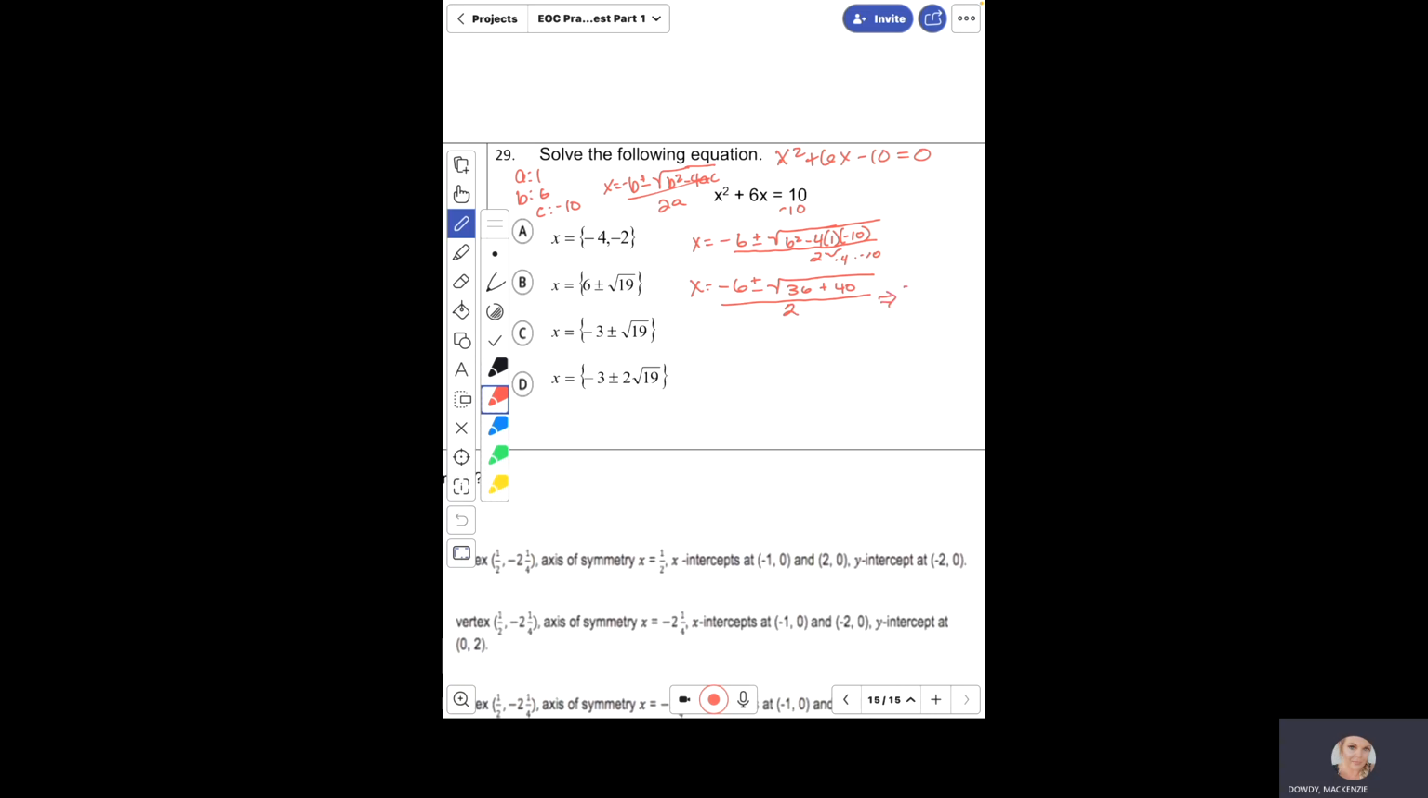Simplify it some more, you get negative 6 plus or minus the square root of 76 over 2. Now that negative 6 can be divided by 2. So far we have negative 6 divided by 2 is negative 3. So we're going to have negative 3 plus or minus the square root of 76. 76 is not a prime number, so we need to break that down. We can start with 2 times 38. 38 is not prime. 2 times 19. We now have all of our prime numbers.